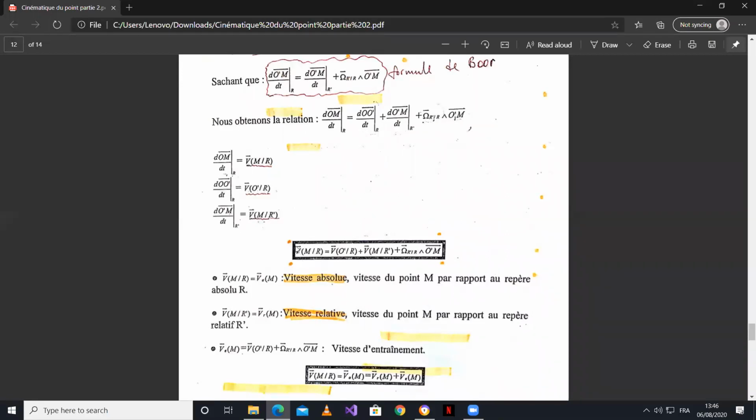We call this the vitesse absolue, vitesse du point M dans R. We call it vitesse absolue, the absolute movement, like everything now, everything taken into consideration, the movement of one referential with respect to another, the movement of the point M with respect to one referential. We add all that and we get the total movement, and we call it the vitesse absolue du point M par rapport au repère absolu R.